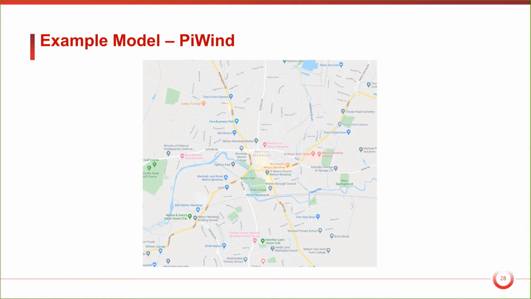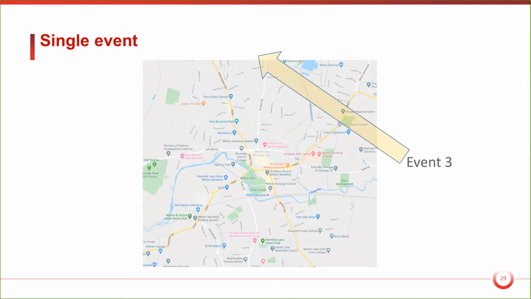So here we have a little map of Melton Mowbray, and the first thing we do is invent a synthetic event to hit this town. This is a windstorm, as I say, so we've got the wind passing from east up towards the northwest up there. And I intentionally picked event 3. This will all tie together later on because I think Matt will come back in a little while and show us the UI, and this should all fit together with an example in there.